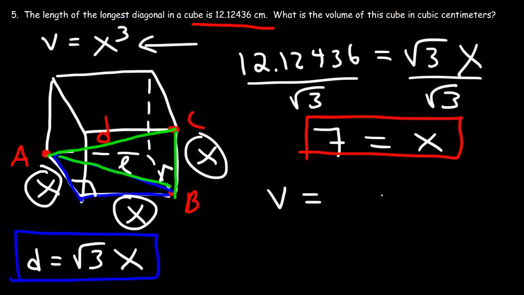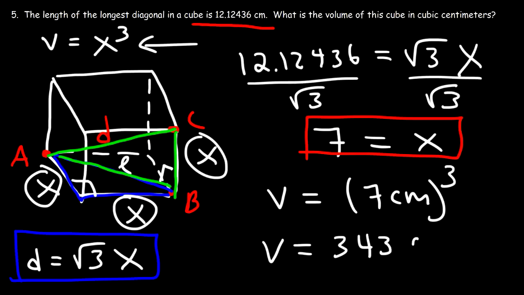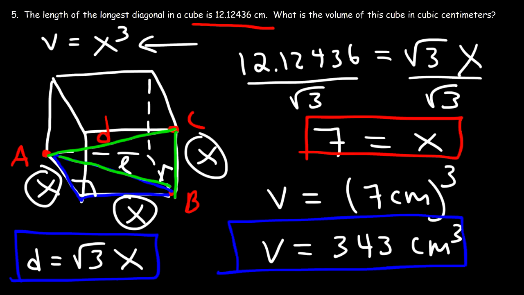So the volume is going to be 7 centimeters raised to the third power. So 7 to the third power, or 7 times 7 times 7, that's 343. So our final answer is 343 cubic centimeters. And so now you know how to find the volume of common shapes like cubes, rectangular prisms, cones, cylinders, and spheres. And so that's it for this video. Thanks for watching.